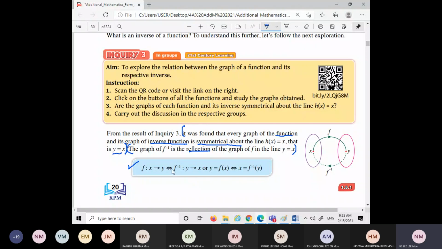This is the symbol of the inverse function, f to the power of -1. This is the symbol of the inverse function.